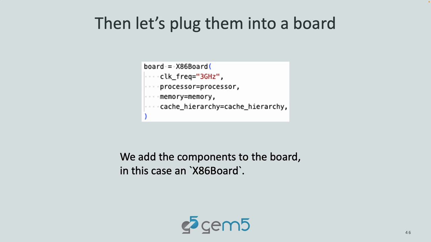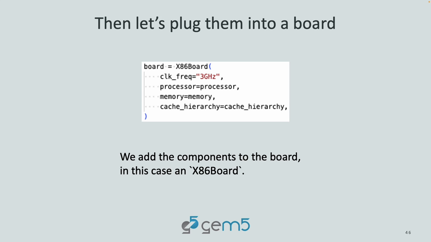And we plug all these things into the board. Board equals x86 board. First of all, we define the clock frequency, because in gem5, the clock frequency is defined on the board, not on the processor or anywhere else. And then memory and cache hierarchy. That's what the x86 board accepts. You plug them in.